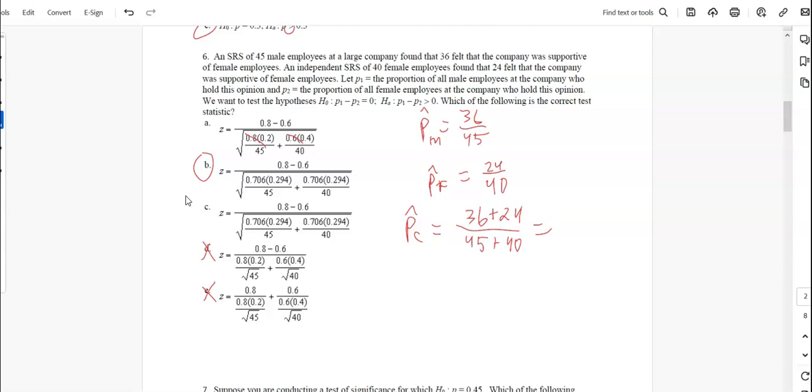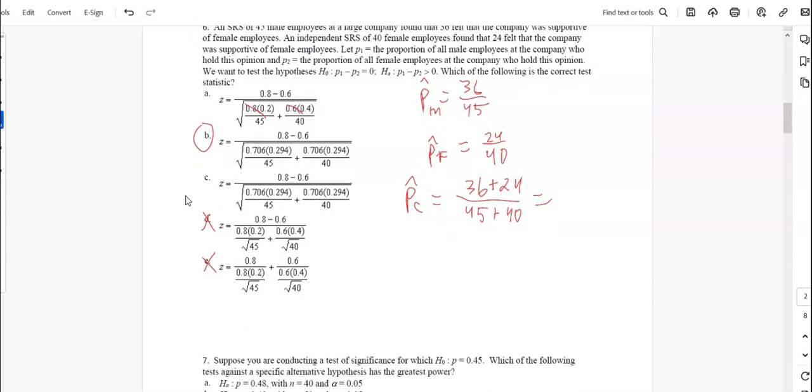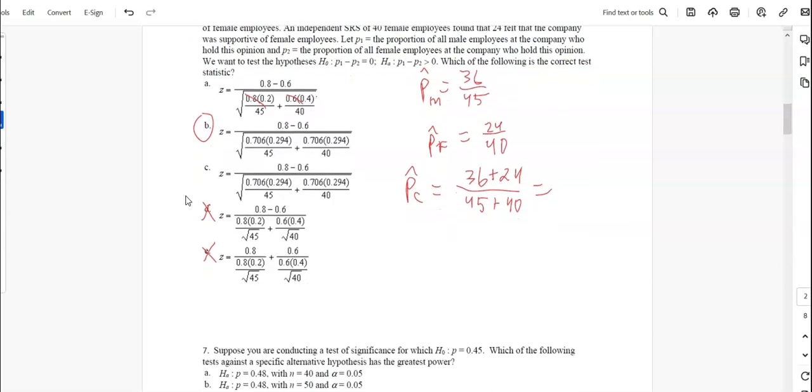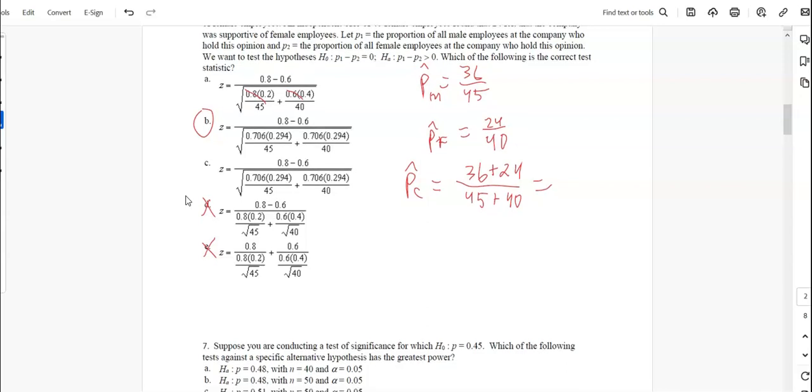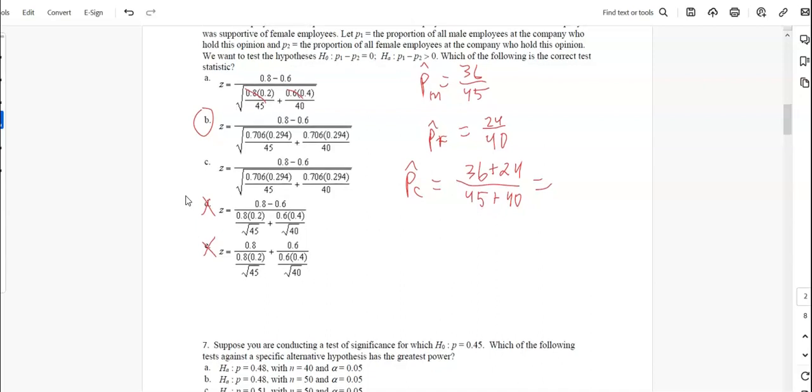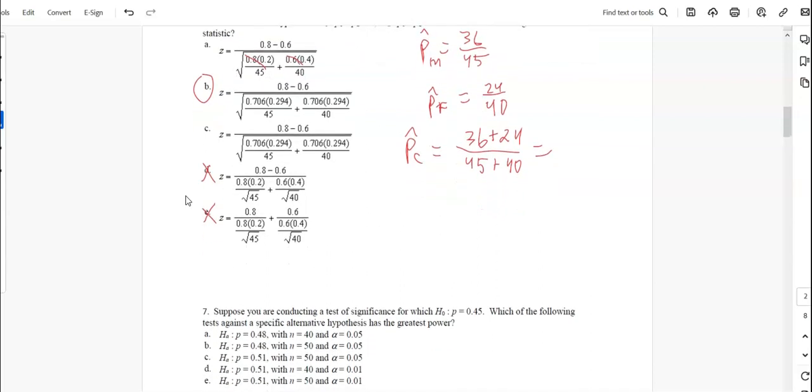B is right. Maybe C is right also. If it's the same, maybe y'all have better eyes than I do, and you can see. I'm probably missing something obvious there, but they're both plus signs, minus signs. It looks like the same answer to me, so I think that's probably a misprint.